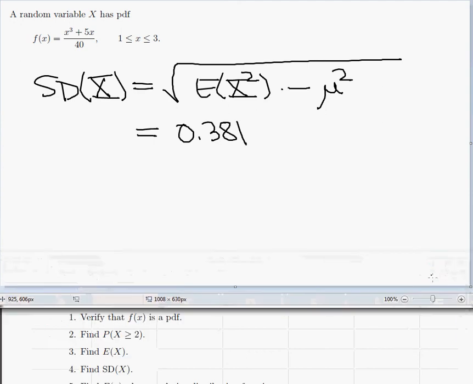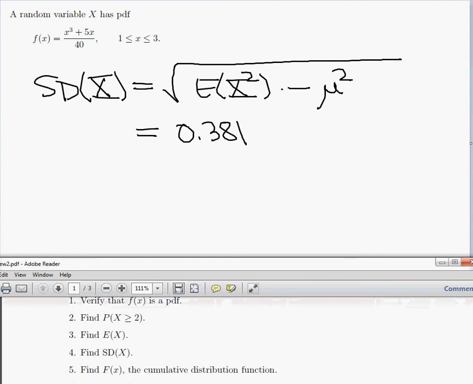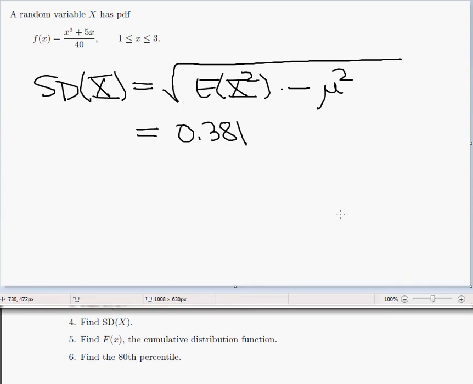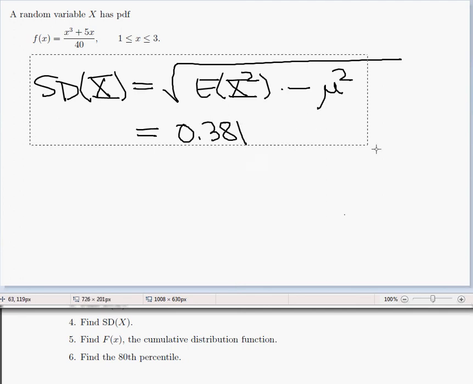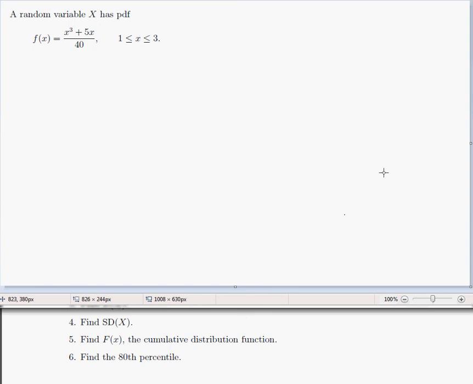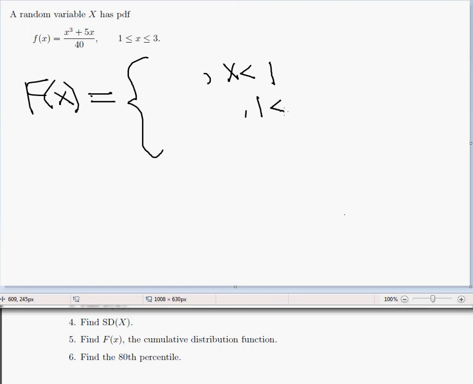The next part of the problem asks us to find the cumulative distribution function. To find the cumulative distribution function, we have to integrate. Now, the good news is that part of the cumulative distribution function is quite easy. So F of x, the cumulative distribution function, equals. Now, this divides into three cases. The case where x is less than 1, the case where x is between 1 and 3, and the case where x is bigger than 3.